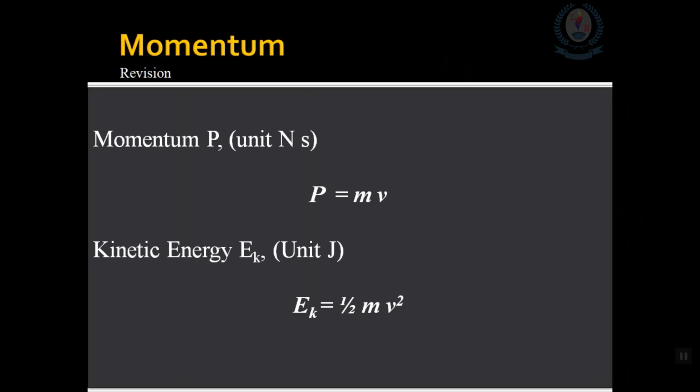Okay. So first of all, to proceed, we will have a small revision about the 2 equations of momentum, which is momentum equals mass into velocity. Mass is measured in kilograms, velocity is measured in meters per second. Then we can have the unit Newton seconds. Then the kinetic energy equation: the general equation for kinetic energy is half mv squared, where mass is measured in kilograms, speed is measured in meters per second, so the unit would become joules.